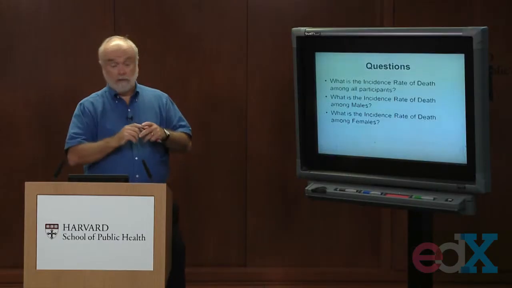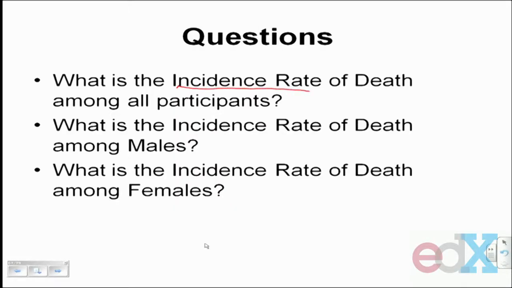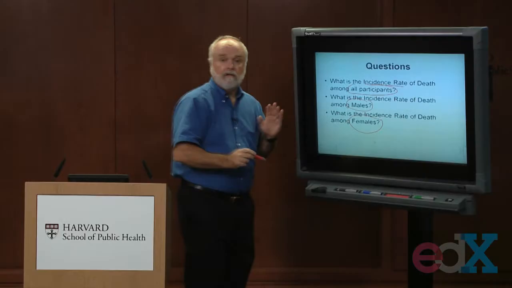So the calculations I want you to do now is to repeat more or less what we did last time, now measuring incidence rates rather than cumulative incidence. What's the incidence rate of death among all participants, among just the men, and among just the women? So do those calculations, and next time we'll check our answers with each other.